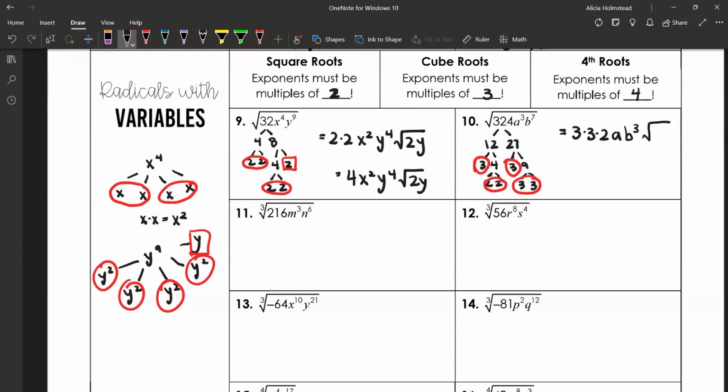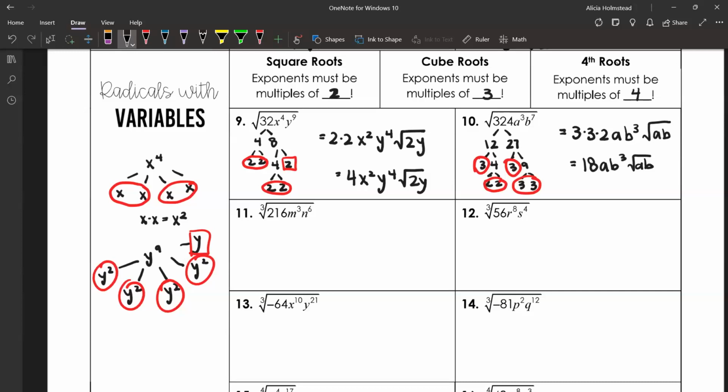And then inside my radical, I have no numbers left over, but I do have 1A and 1B. 3 times 3 is 9, and then times 2 is 18. And then AB cubed, square root of AB.